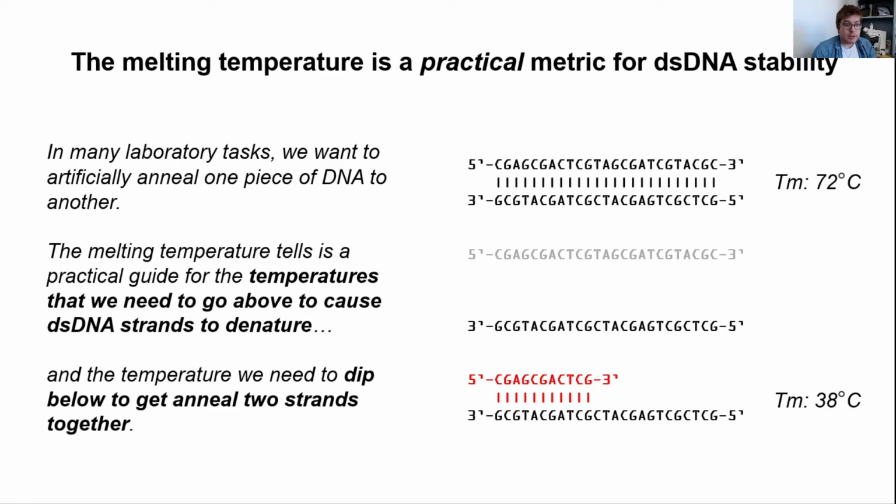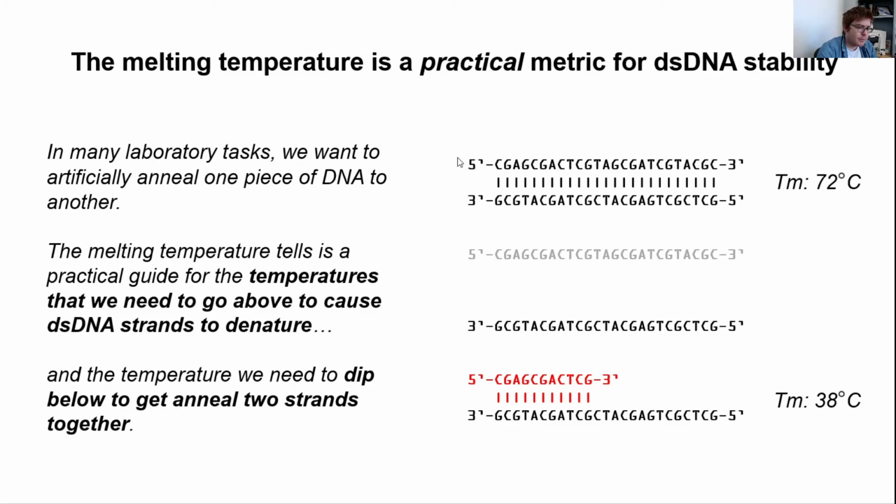Now, in addition to it being a very useful way of measuring the stability of helices, it's actually very practical because many tasks that we perform in the laboratory to manipulate DNA are based on changing the temperature of different solutions of nucleic acids in order to get different pieces of DNA to anneal or interact with one another. And so the melting temperature is a practical guide for the temperatures that we need to go above to cause some fragment of double-stranded DNA to denature, and then the temperature we need to dip below to get 2 strands to anneal together.